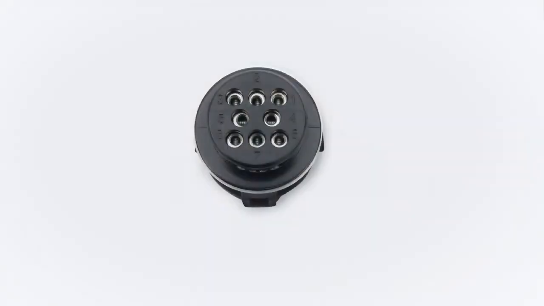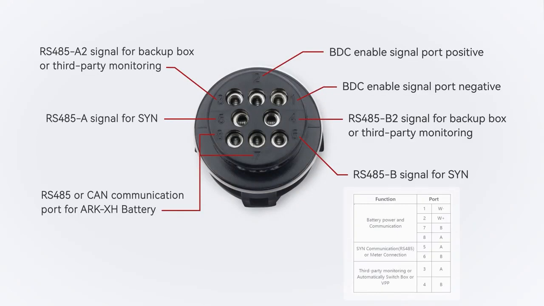Now, let's move on to the port description section for the SYS COM port. Port 1 and port 2 are used to send the enable signal to ARK XH battery. Port 7 and port 8 are used to communicate with Growatt battery. Port 5 and port 6 are used to communicate with SYN. Port 3 and port 4 are used to communicate with a backup box or monitoring.